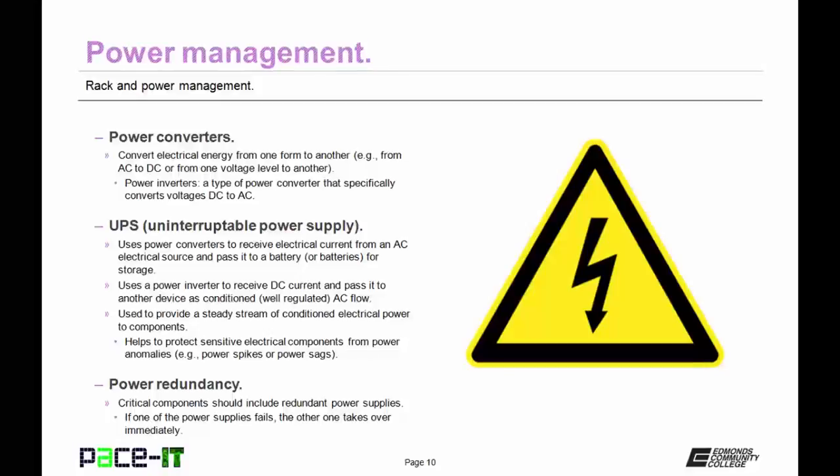In some cases, you may want to consider installing power redundancies. Critical components should include redundant power supplies. That means that if one power supply fails, the other one takes over immediately without any loss of service.